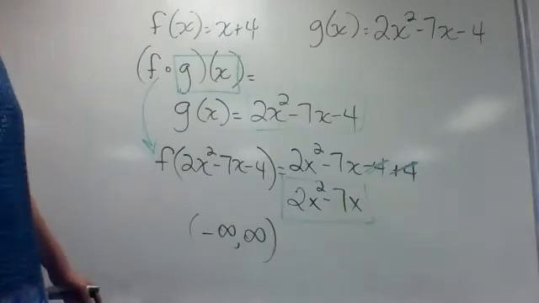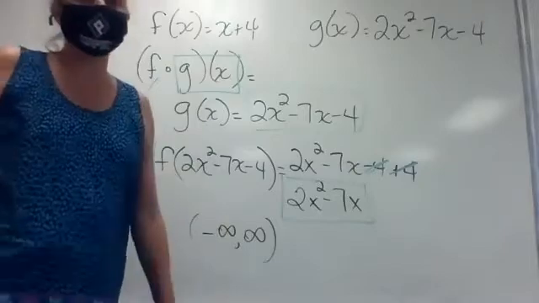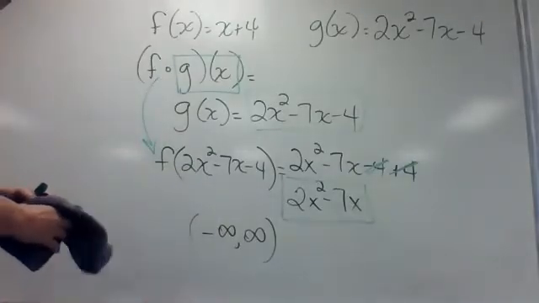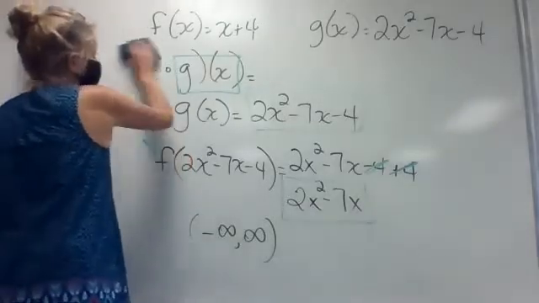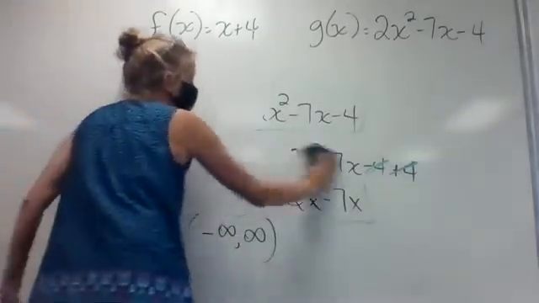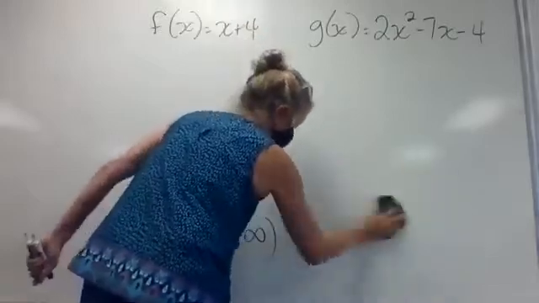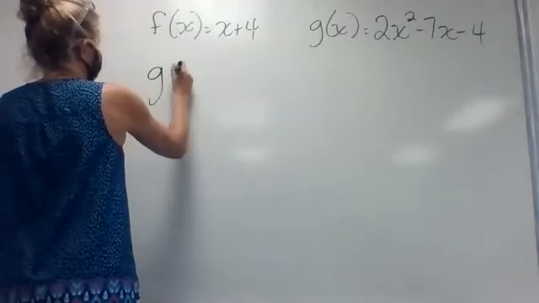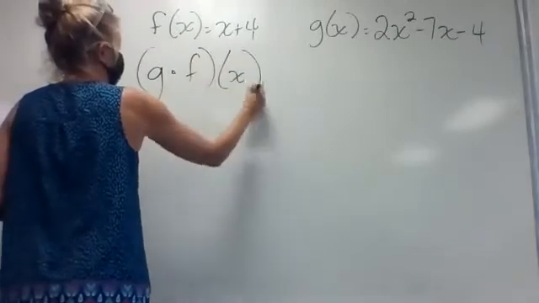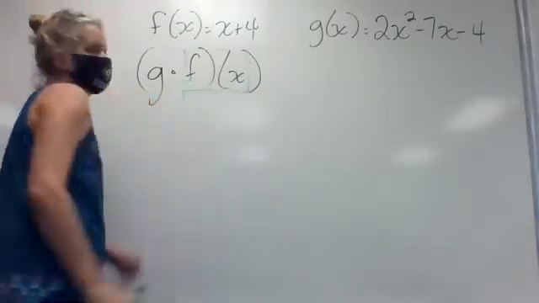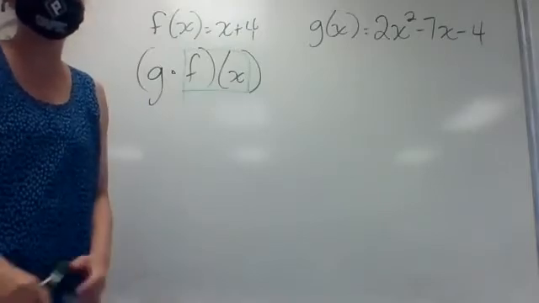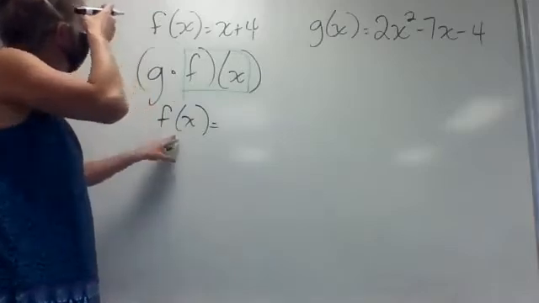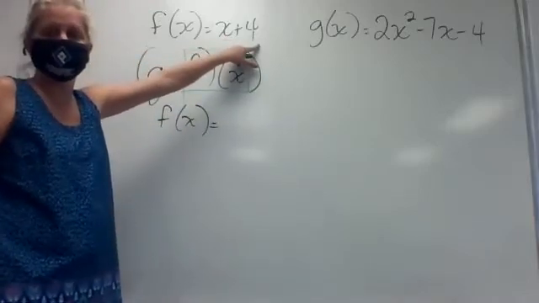Now I'm going to find it the other way around. So now I'm going to do g of f of x. I don't have room, so I'm just going to erase this. So now I'm doing g of f and finding its domain. So f of x is what I'm starting with. So f of x is x plus 4.